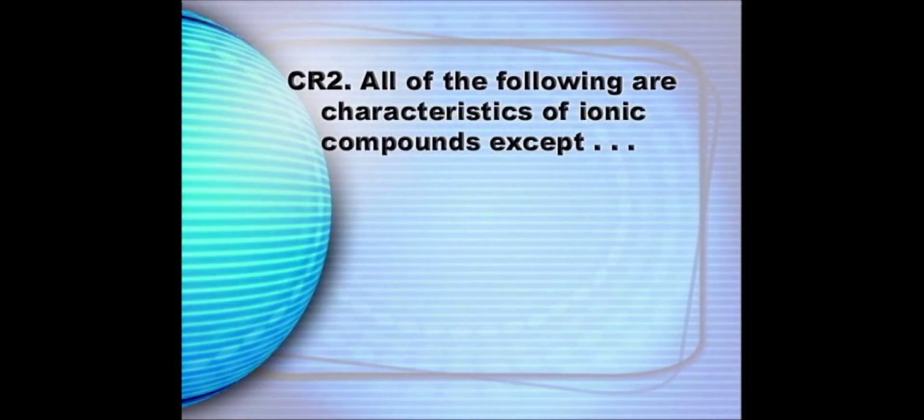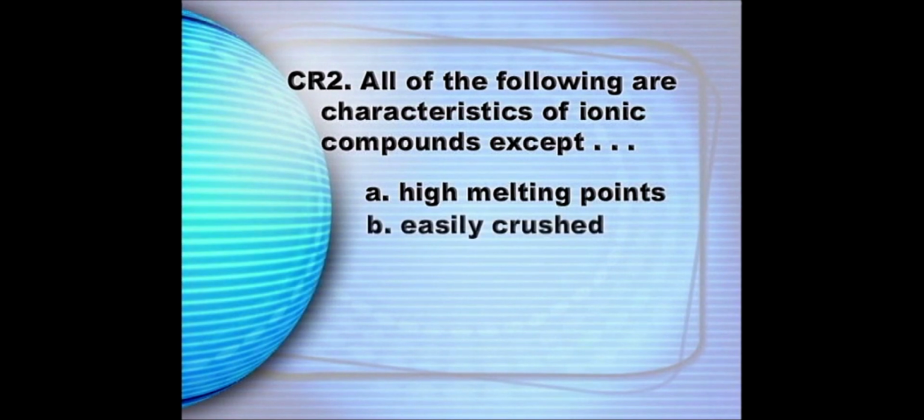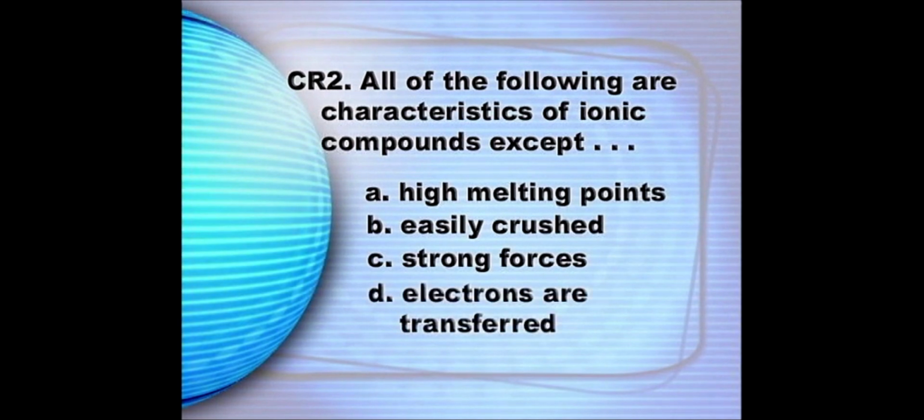Cumulative review question number 2. All of the following are characteristic of ionic compounds except for A. High melting points. B. Easily crushed. C. Strong forces. D. Electrons are transferred.